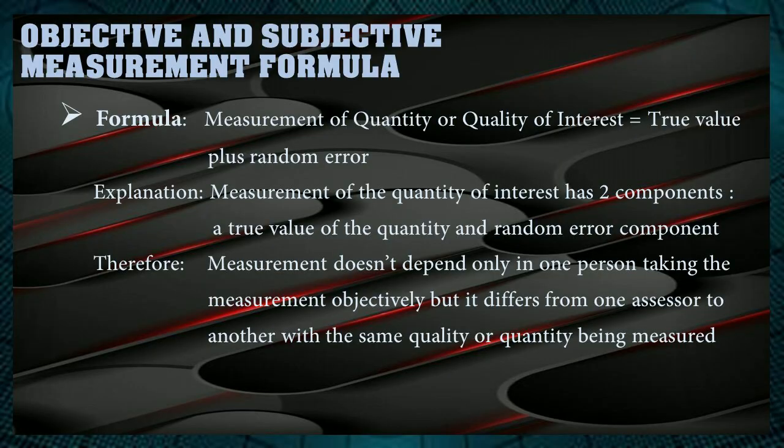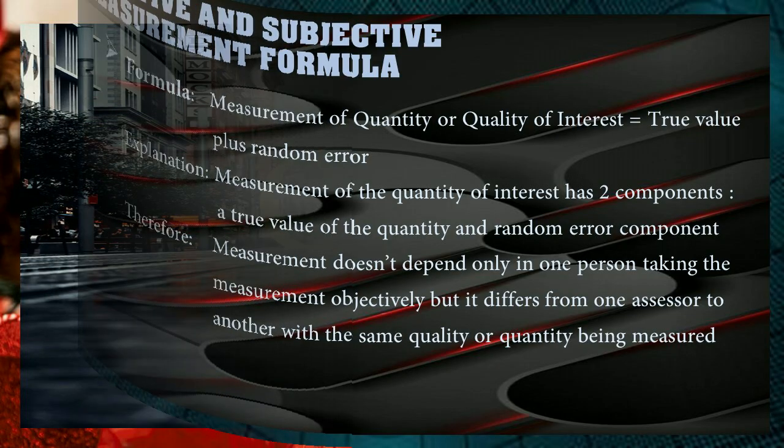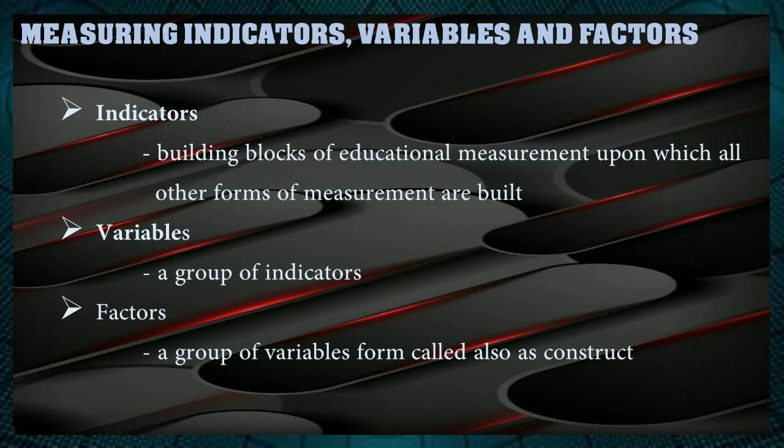Objective and subjective measurement formula. The formula is: measurement of quantity or quality of interest equals true value plus random error. The explanation of this is that measurement of the quantity of interest has two components, a true value of the quantity and a random error component. Therefore, measurement doesn't depend only on one person taking the measurement objectively, but it differs from one assessor to another, with the same quality or quantity being measured. Measuring indicators, variables, and factors.